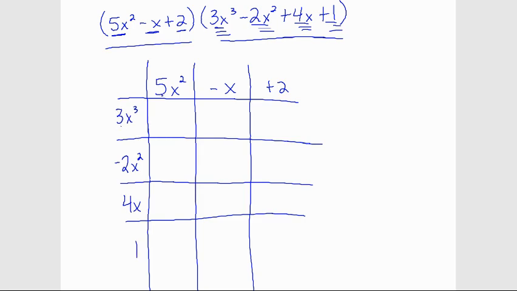So 3 times 5 is 15. Now x cubed times x squared, from our properties of exponents videos, this would be x to the 5th. Now we do 3 times what is essentially a negative 1, so that's negative 3. x cubed times x, that would be x to the 4th. And 3 times 2, that's 6. And then we just have the x cubed left over. Negative 2 times 5, that's negative 10.